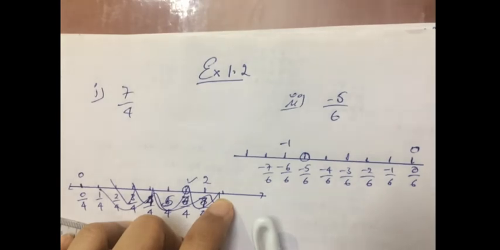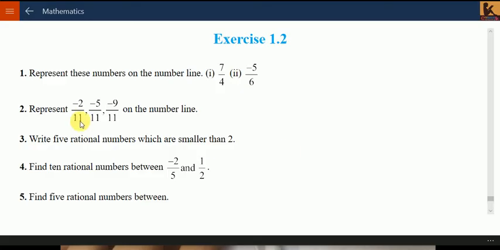Now coming to the second question, which is: represent minus 2 by 11, minus 5 by 11 and minus 9 by 11. Again, you have to divide a unit into 11 parts and you can show this over there. You will start 0 by 11, minus 1 by 11, minus 2 by 11, minus 3 by 11, minus 4 by 11 and you will go on till minus 9 by 11 or minus 11 by 11. Minus 11 by 11 will be equal to minus 1.